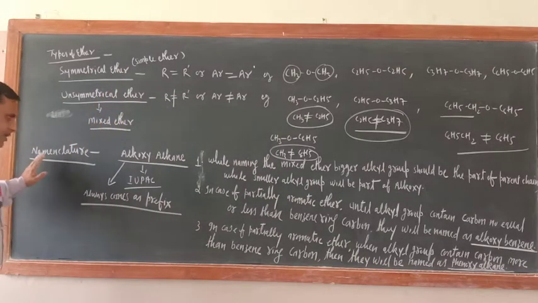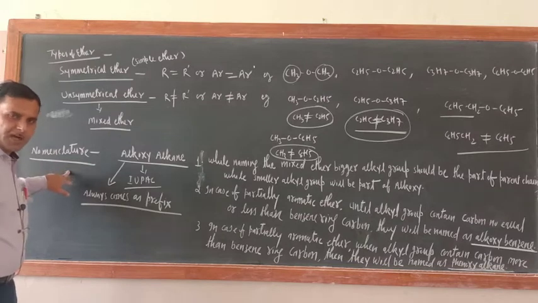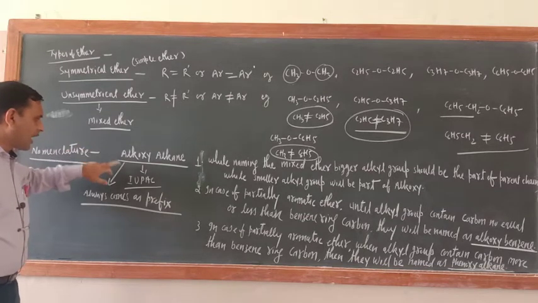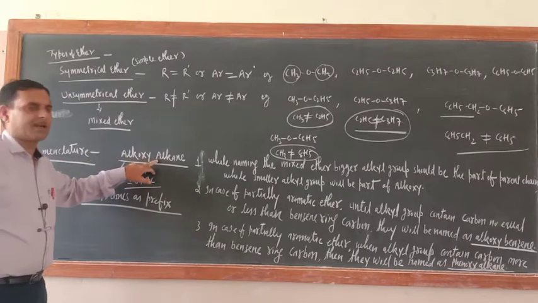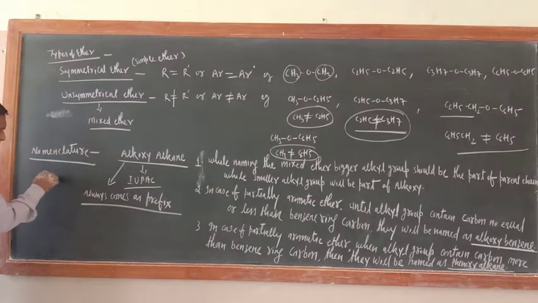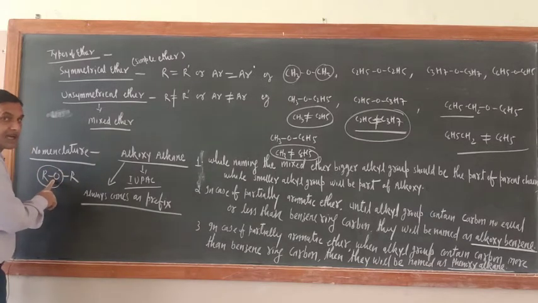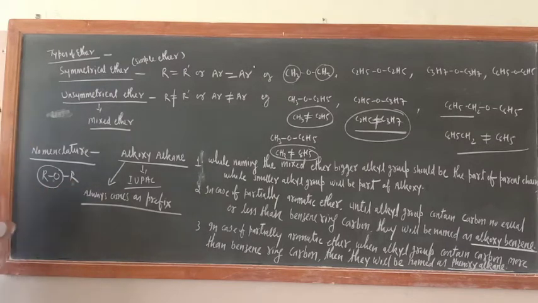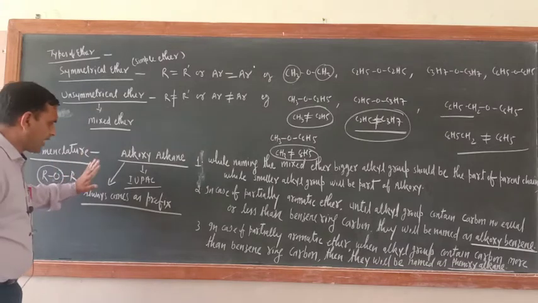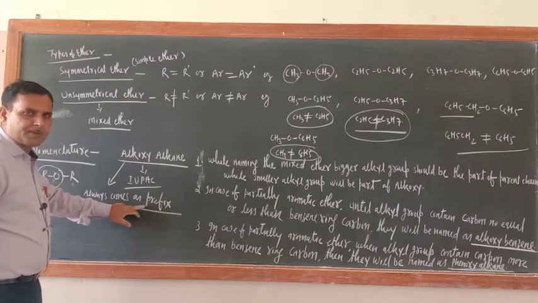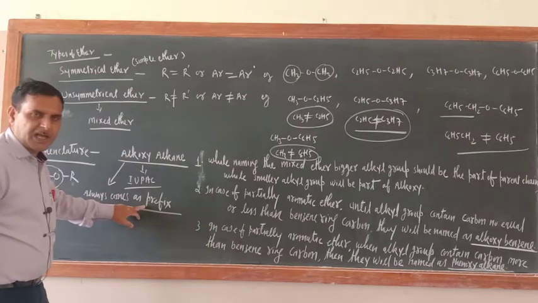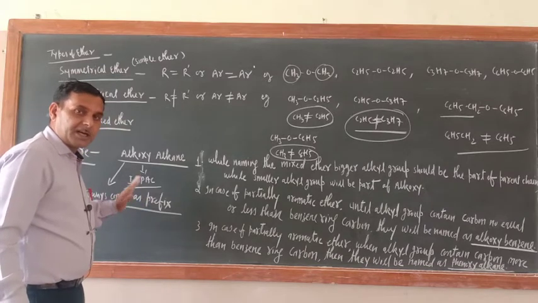Now nomenclature. IUPAC nomenclature we are discussing. In the IUPAC system, ethers are known as alkoxyalkane. Just see, ether means ROR. So one alkyl group should be the part of oxygen, alkoxy, and another R should be the part of the parent chain. Correct or not? But remember, all alkoxy groups always come as a prefix in the IUPAC system, just like alkyl groups.